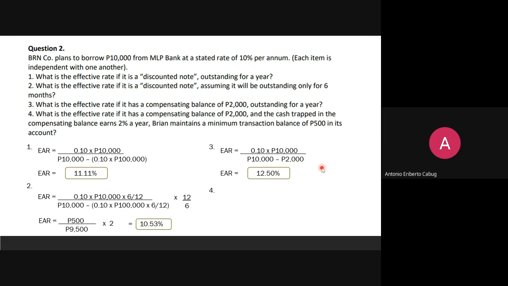So, everyone, please answer in the next question. What is the effective rate if it has a compensating balance of 2,000? The cash trap in the compensating balance earns 2% a year. Brian maintains a minimum transaction balance of 500 in its account. Again, Brian maintains a minimum transaction balance of 500 in its account. What's your answer?